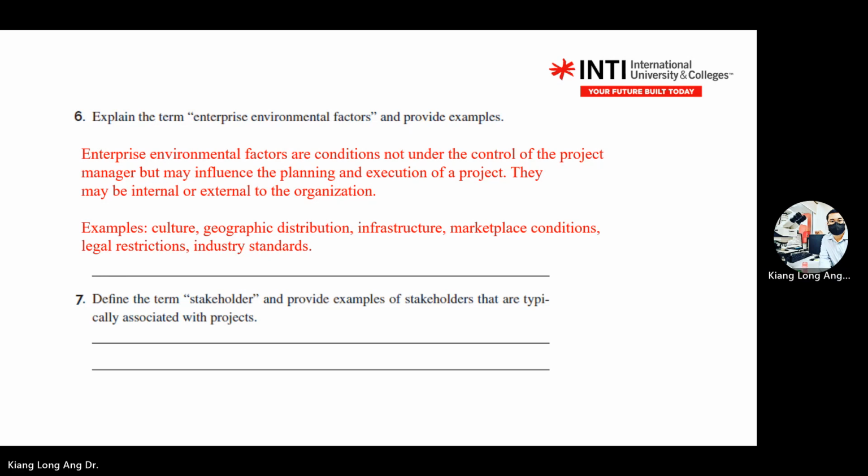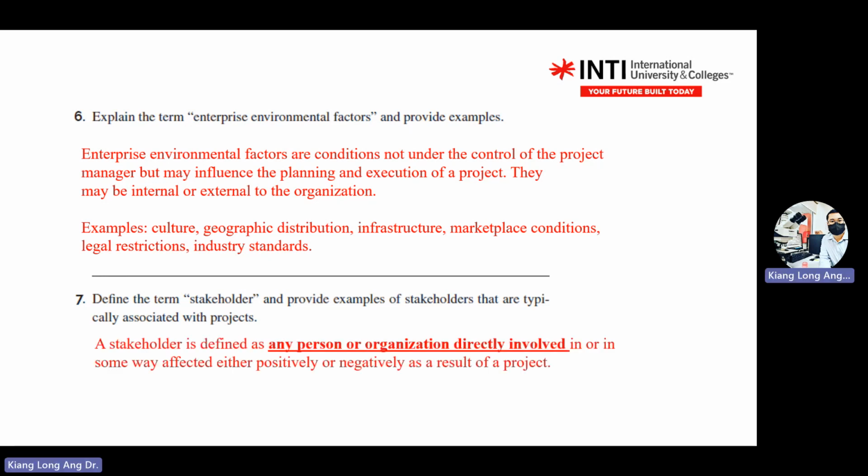Okay. Number 7, define the term stakeholders. This one is important when you learn about project management. You always see stakeholders. All right. So stakeholders, provide examples of stakeholders that are typically associated with a project. Still back to the project management. So I just give you the answer. Stakeholders, they are any person or organization directly involved that can affect the projects.